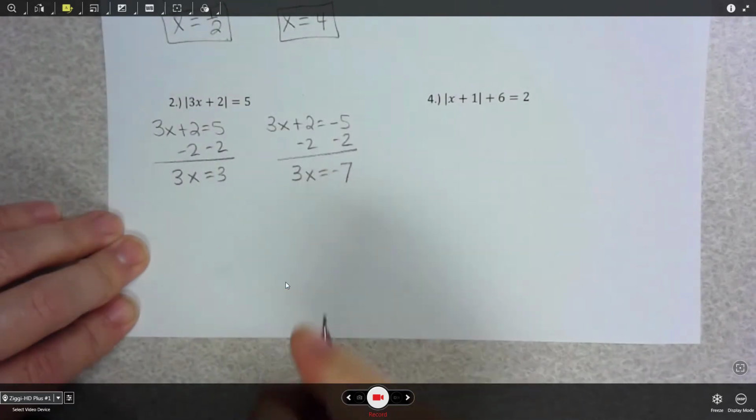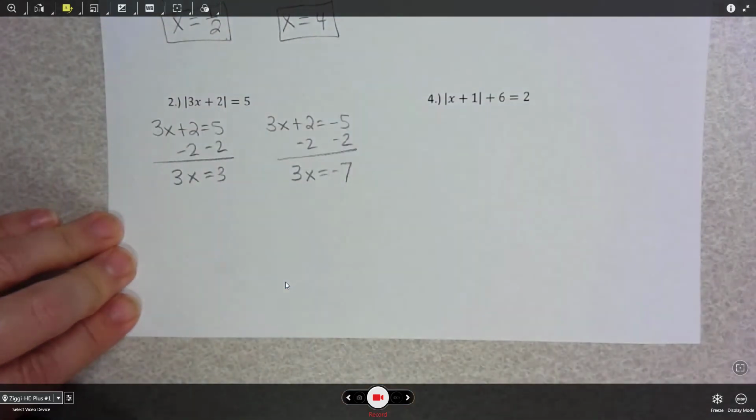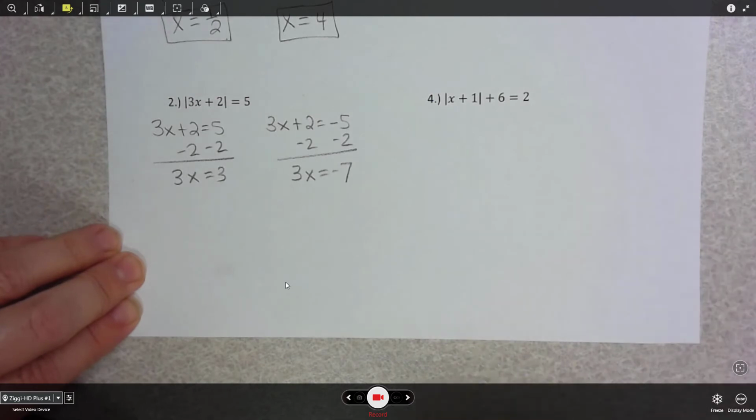Alright, remember at any time in these videos, if you need to pause it and catch up with my writing, perfectly fine if you do that. If you need to rewind it, perfectly fine. You don't have to go all the way through it one time without stopping. If you need to pause the video, please do that. If you need to rewind, please do that.